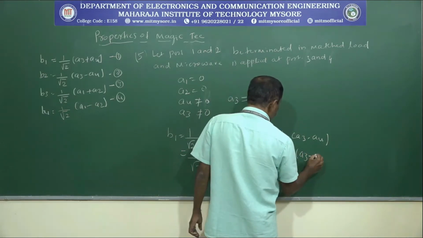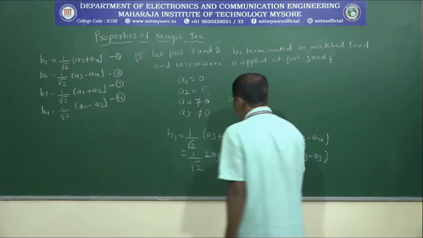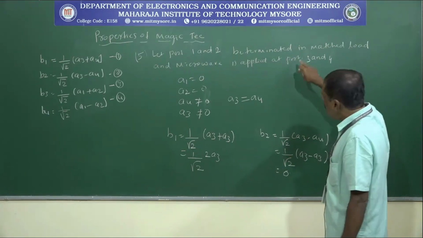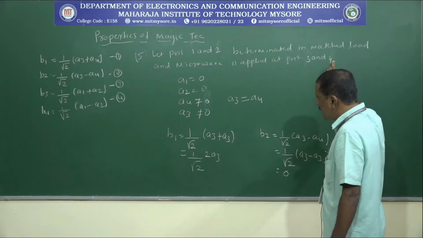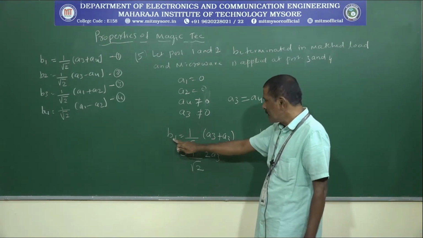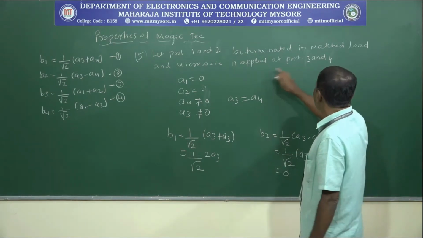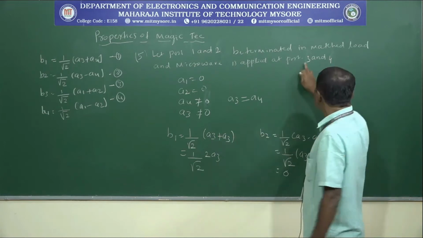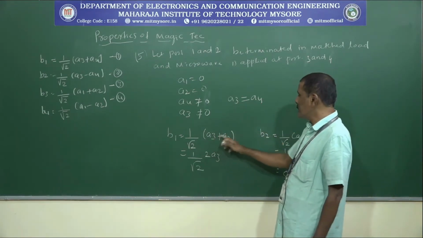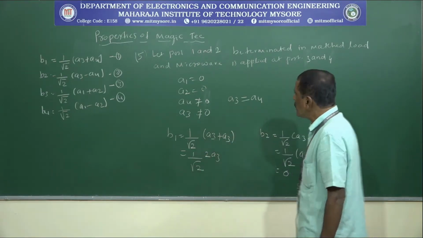A3 is equal to minus A3, so this is going to be 0. So this property is saying that when an equal amount of signal is applied at port number 3 and 4, you are getting an output at port number 1, which is the sum of whatever signal you are applying at port number 3 and 4. The same signal will be there, A3 is equal to A4. So here I can write it as A3 plus A3 or A4 plus A4. So this is equal to 1 by root 2 times 2A3.